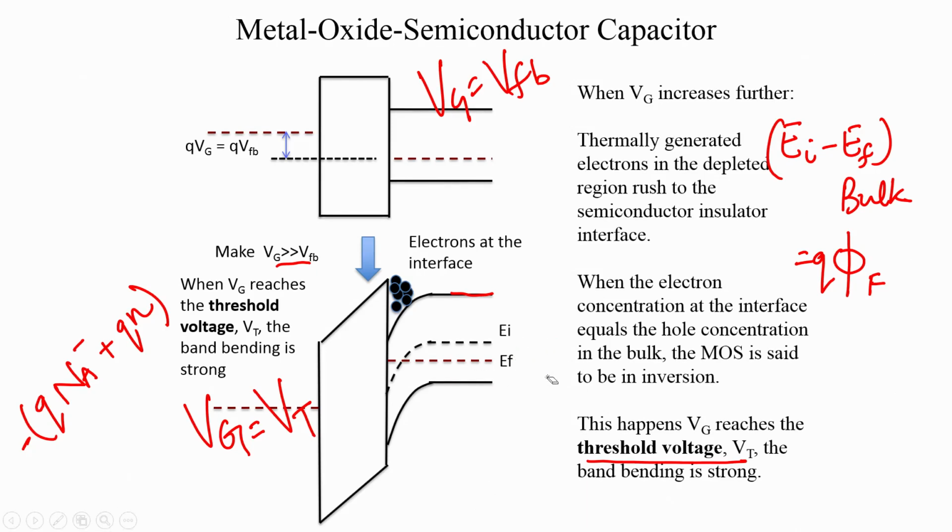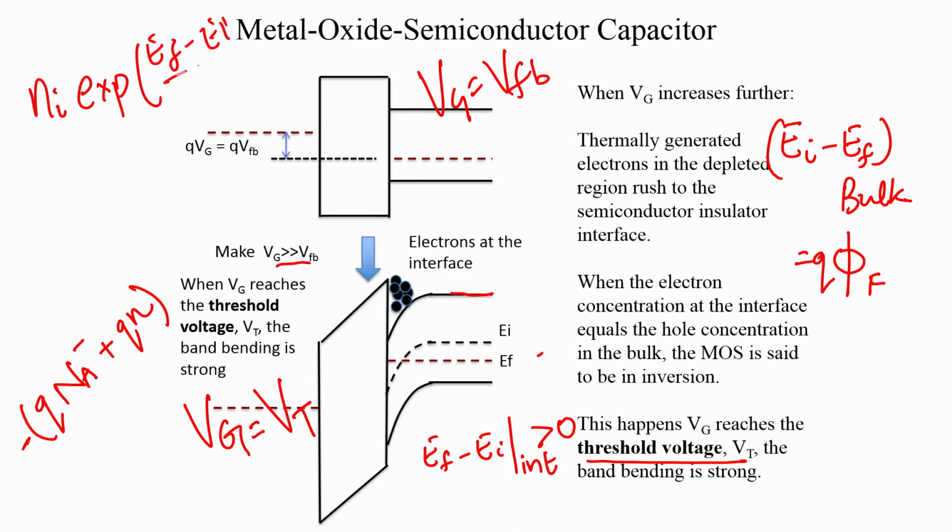For example, even when the band bending is here, let us say Ef minus Ei at the interface is greater than 0, but is still not equal to phi f. You still do have a small number of electrons at the interface. And how many electrons do we have at the interface? It is quite easy to calculate. It is simply Ni exponential of Ef minus Ei by kT. So, you have that many electrons at the interface.